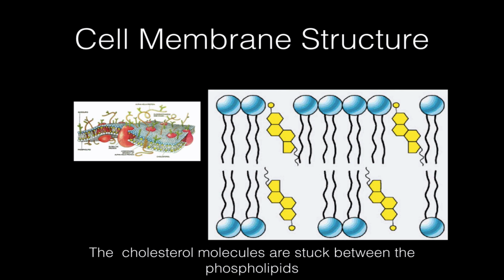Now, if we look closely at this, you can see what we're talking about. Here is a phospholipid with its tails, a phospholipid with its tails, and here's a cholesterol molecule stuck between them. So you can see every so often in the bilayer you have a cholesterol molecule.